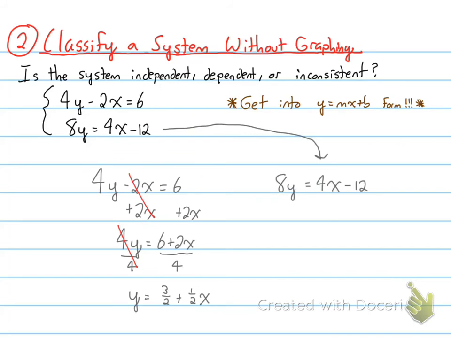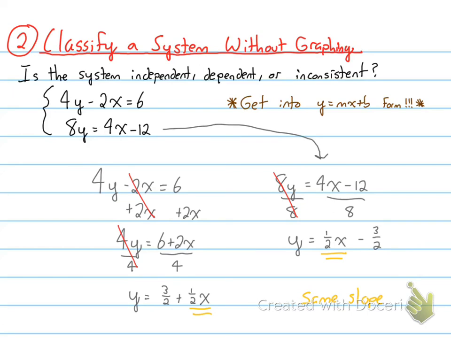On my second equation, I have 8y equals 4x minus 12. All I have to do here to get the y by itself is divide everything by 8. And I'm left with y equals 1/2 x minus 3/2. So now that I'm in slope-intercept form, let's look at what I have and see if I can make a conclusion. What I notice first is that these equations have the same slope. So they're either the same line or they're parallel.